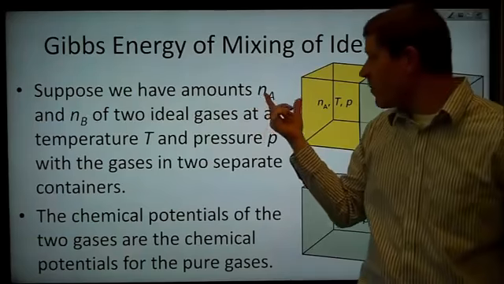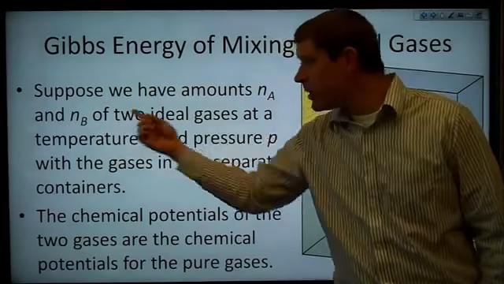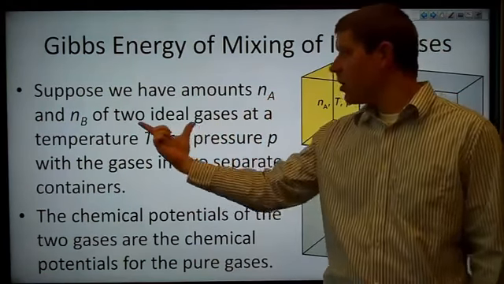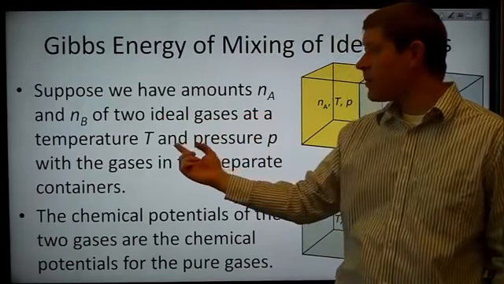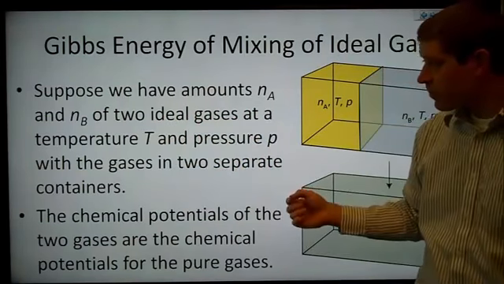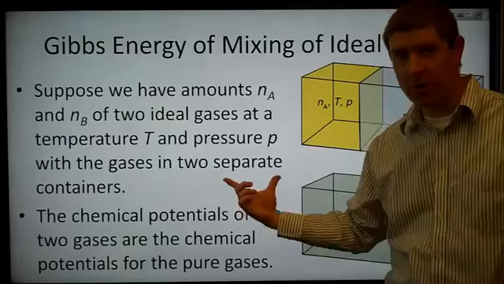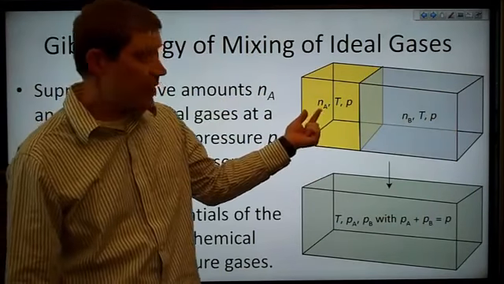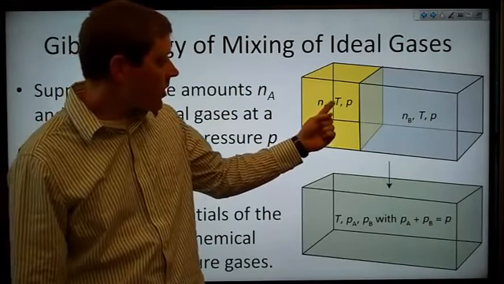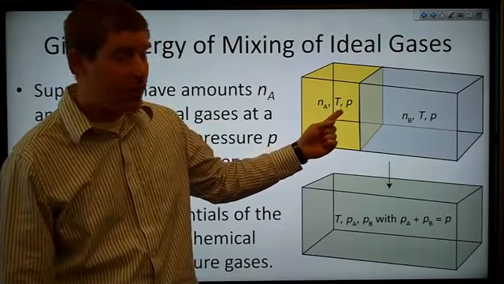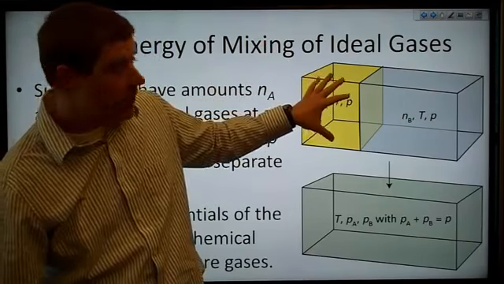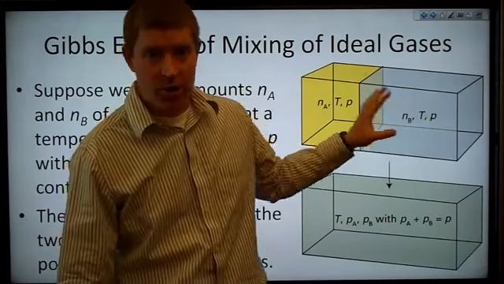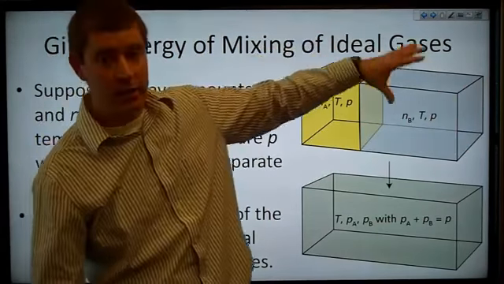So suppose we have amounts nA and nB, some number of moles of two ideal gases at a temperature T and a pressure P, with the gases in two separate containers. So we have a case like what we have up here. We have some number of moles nA at temperature and pressure T and P respectively on this side, and we have some other number of moles nB at the same temperature and pressure over there. So we've got the yellow side and the blue side.